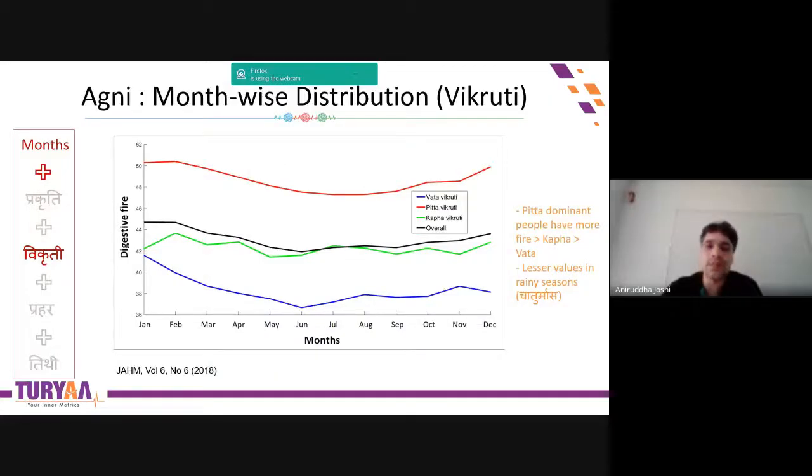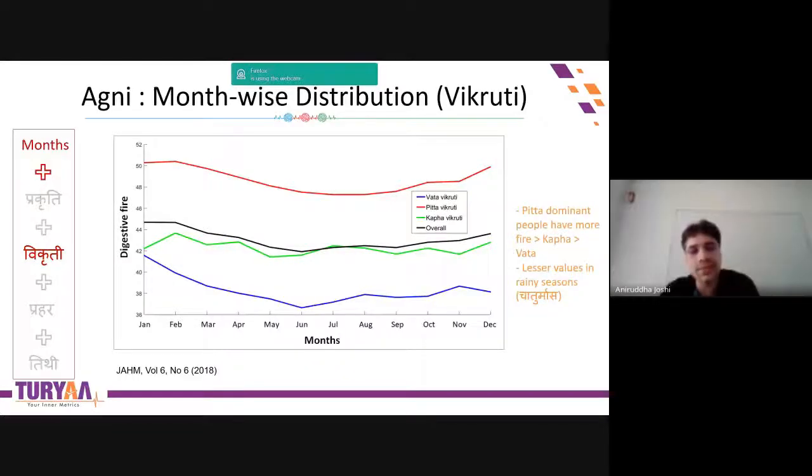This data has been collected at my doctor's clinic, so it's completely random data. From Maharashtra to Delhi, we have chosen that region so that the season is somewhat constant. So whoever came in January, if that person's Vikruti is Pitta, then all such people's Agni average is, in this case, 50 point something. Similarly Kapha, similarly Vata, and every month those numbers are changing.